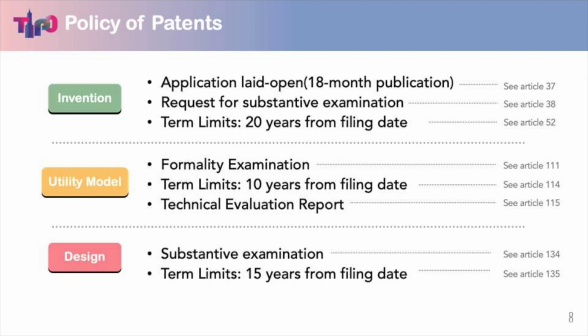There is no substantive examination for utility model, only formality examination, and its protection term is 10 years from filing date. Since the validity of the patent is unclear, anyone can request a technical evaluation report for clarification. And for design patent, there is substantive examination, and its protection term is 15 years from filing date.